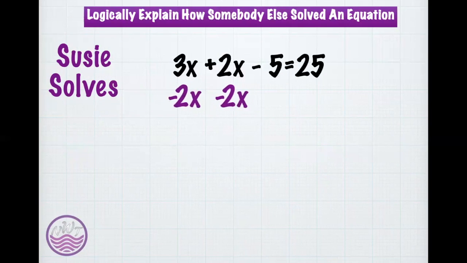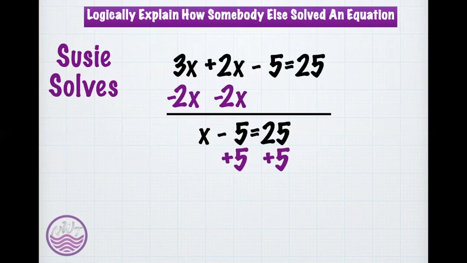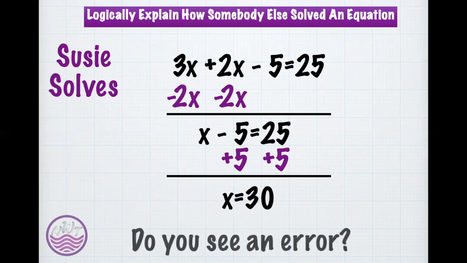So we have negative 2x. She decided to subtract the 2x to combine like terms. She ends up getting x minus 5 equals 25. She adds 5 to both sides, and then she got x equals 30. So take a look at that real fast. Do you see an error?